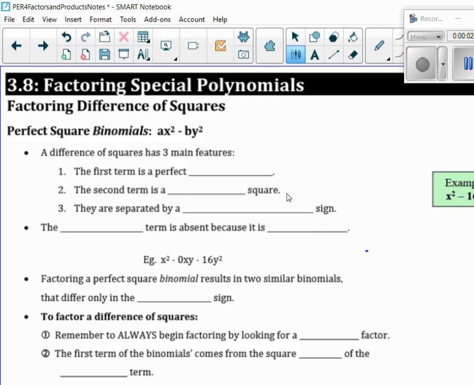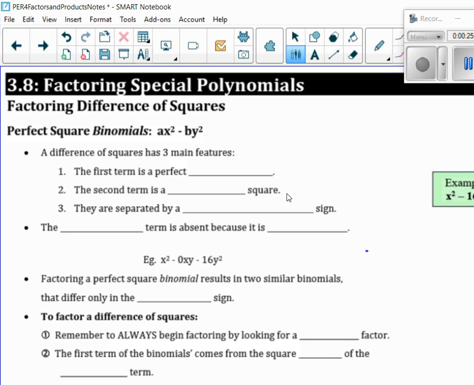Okay, so now we're going to do special factoring, and it's not that it's any harder, it's just a little different. You have to recognize it when it shows up. So the first one is perfect square binomials. That's when you have basically two terms, and it's a difference, meaning subtraction.